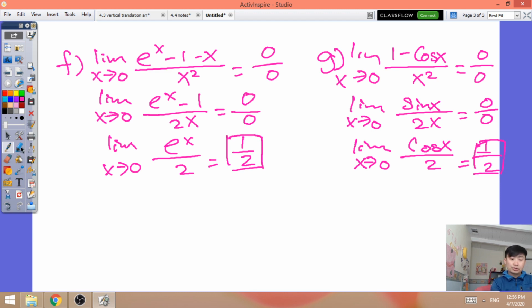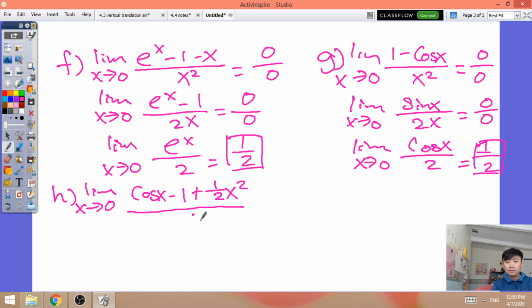What about for H? And for H, we do have limit, so x goes to 0. So we do have cosine of x minus 1 plus 1/2 x squared, and then it's over x to the power of 4. Okay, so plug in that 0, so we'll see that cosine of 0, that's 1. 1 minus 1, that's 0. So 0 squared, that's nothing, so 0 again. So 0 over 0. And then, again, derivative top and the bottom.